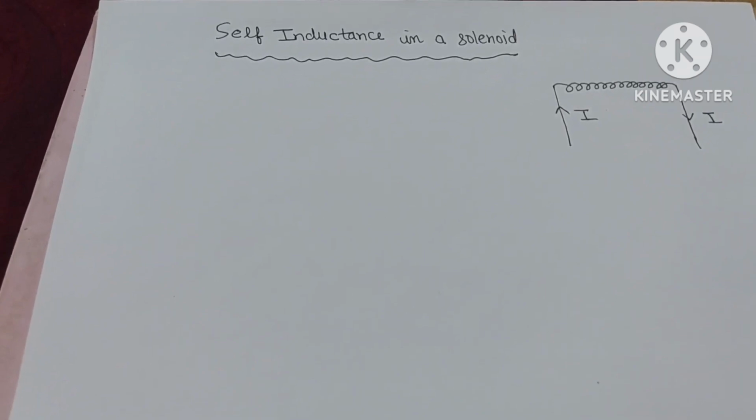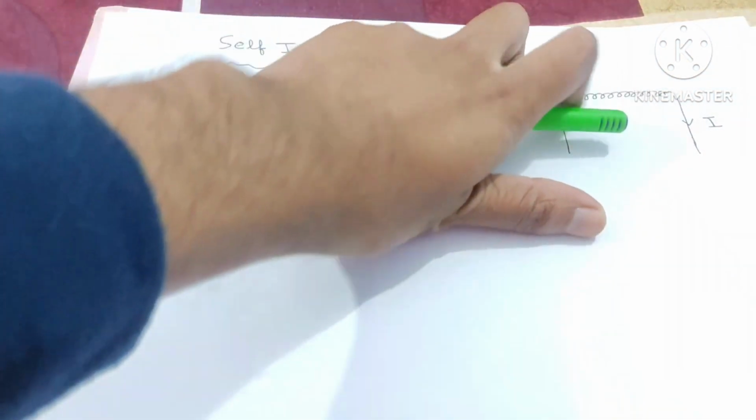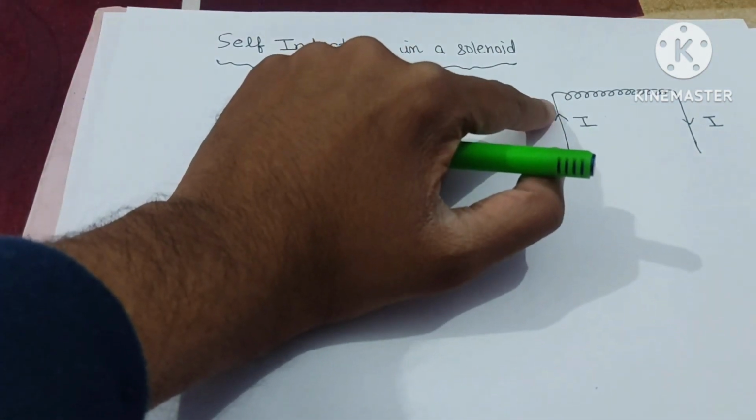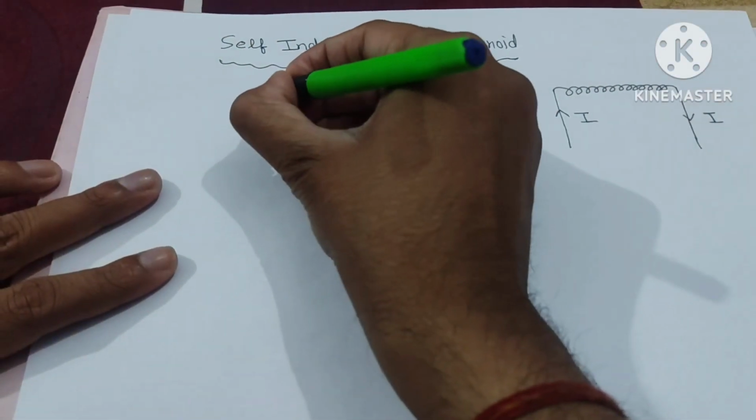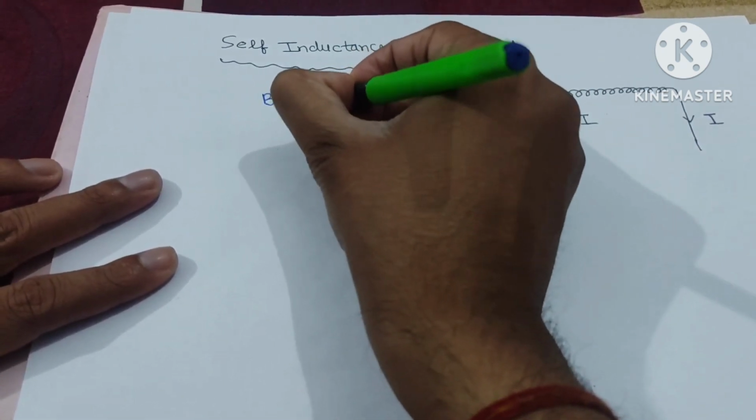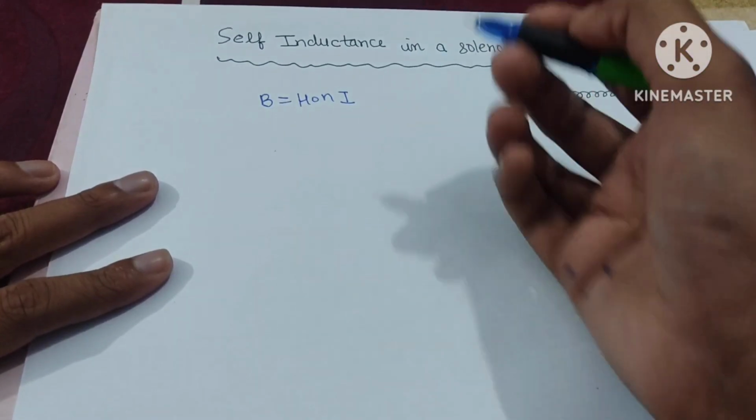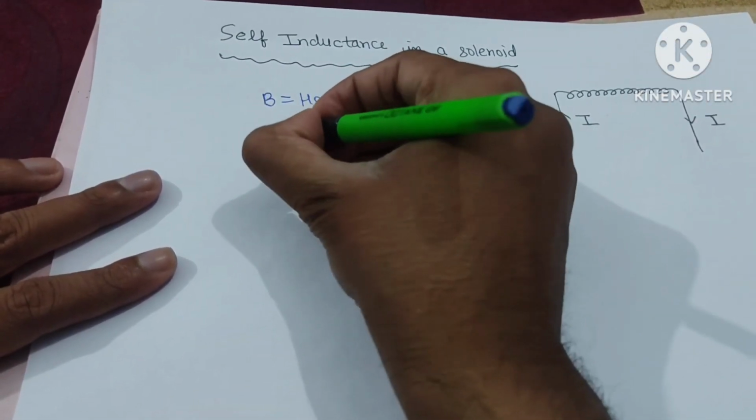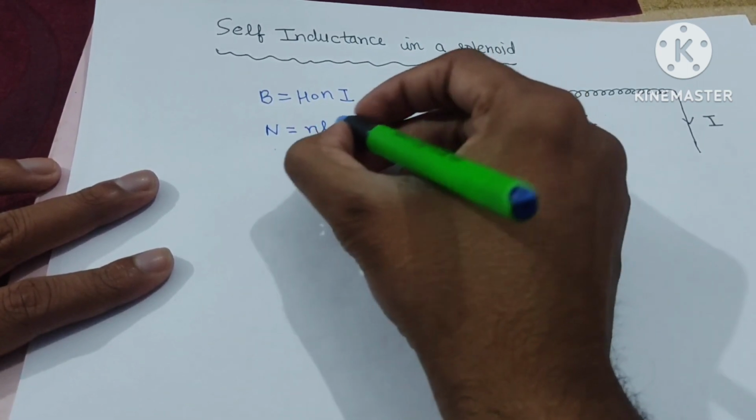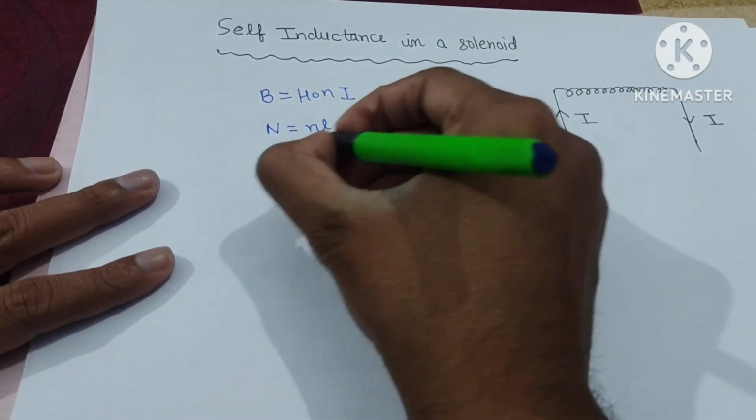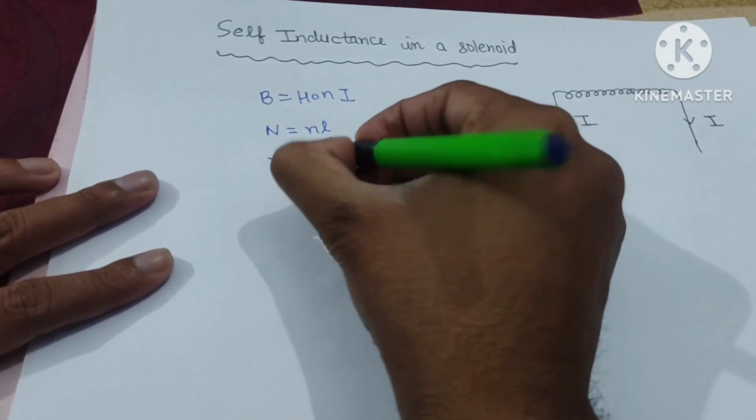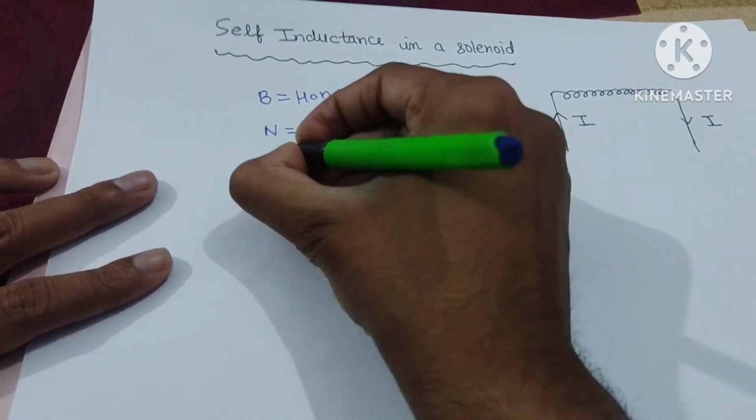Hello friends, today we'll derive the self-inductance of a solenoid. Okay, so this is a solenoid, it is a coil. Okay, and there is current passing through it. Okay, let's go. So for derivation we should know the magnetic field is equal to this. Okay, and n is the number of turns per unit length. N is the total number of turns, and this is the length of the solenoid. L is the length of the solenoid. So N is the total number of turns.